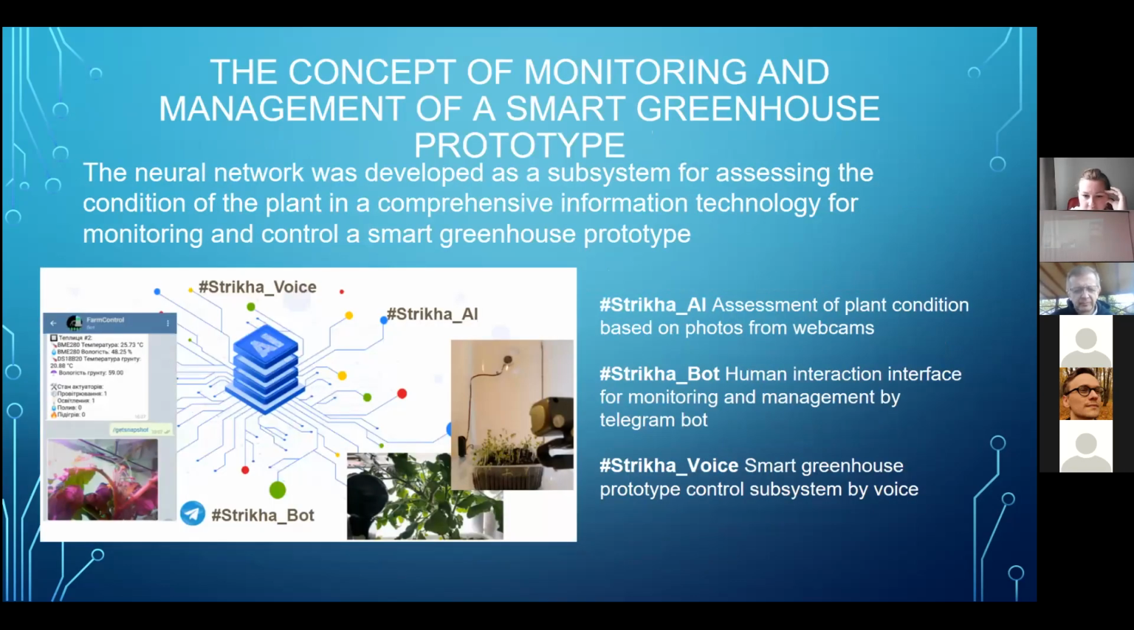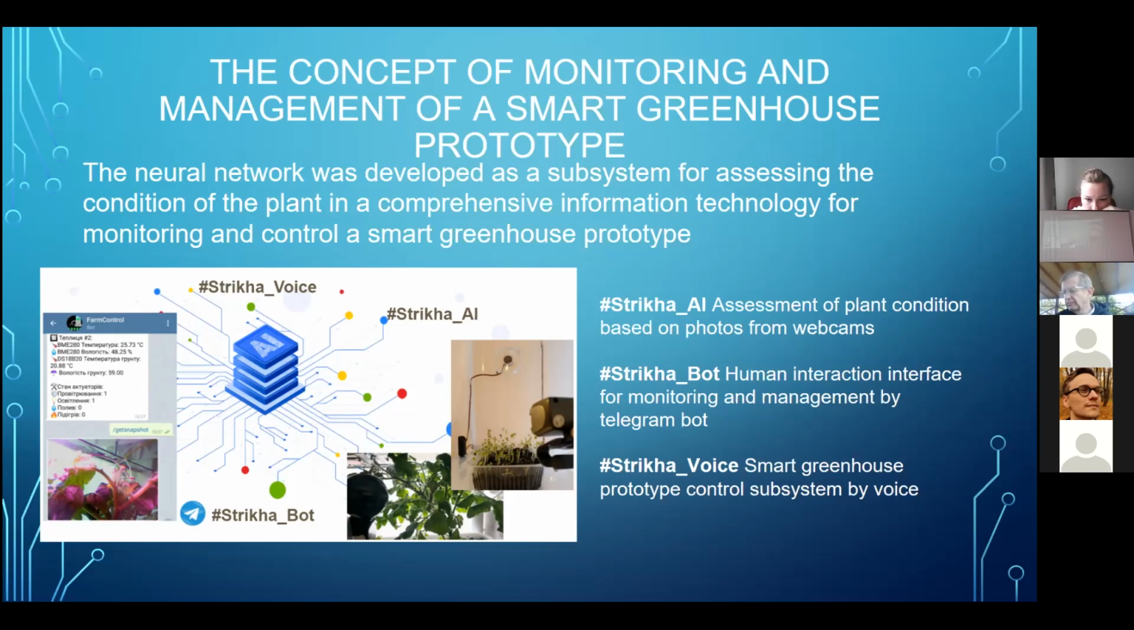The first main purpose is to adapt the algorithm of our system for training an artificial neural network using a GPU. In modern neural language processing, perhaps the most important approach is to build the models through fine-tuning of pre-trained language models. In this work, the neural network was developed as a subsystem for assessing the conditions of plants in a comprehensive information technology for monitoring and control of a smart greenhouse prototype.